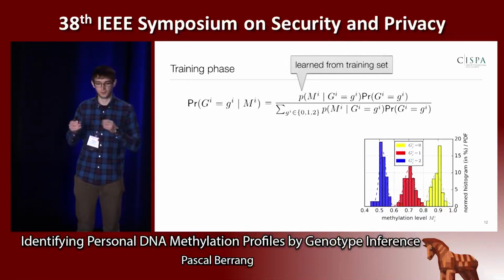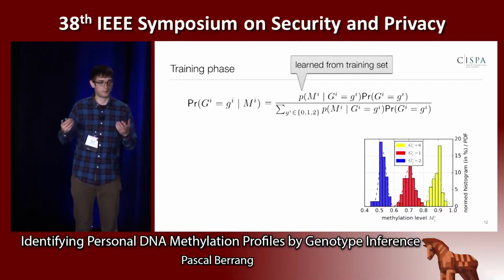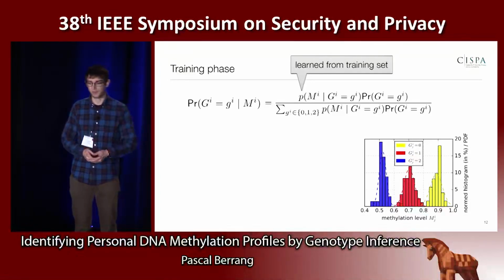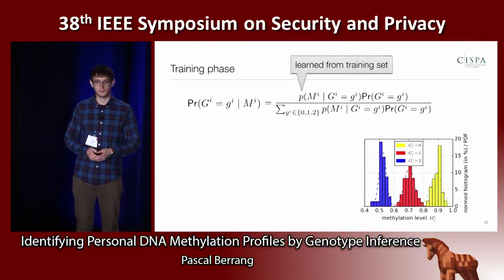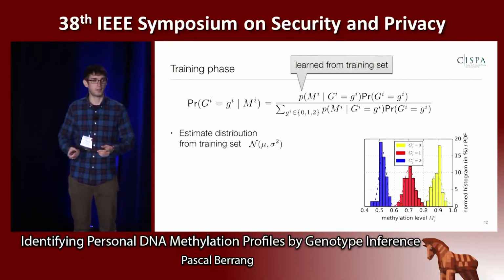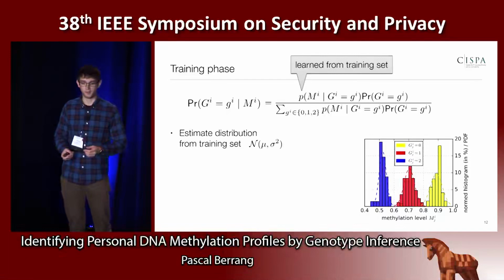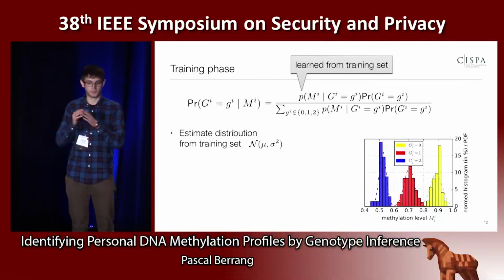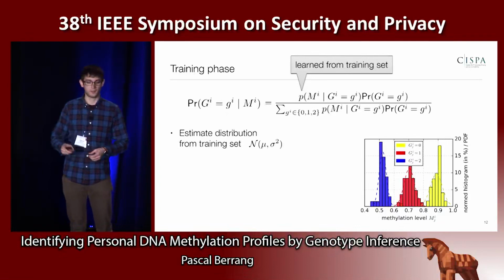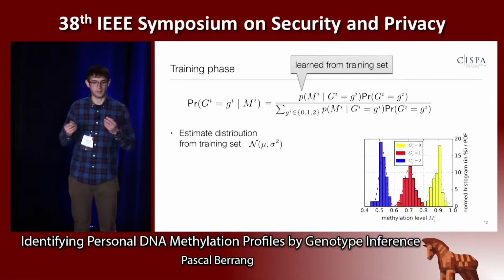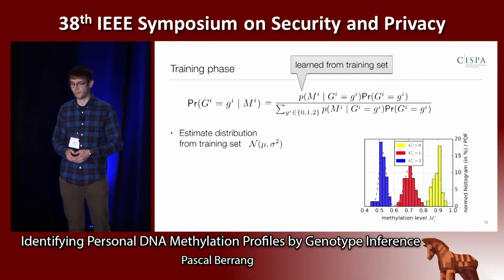This denotes the histograms for the methylation levels given a SNP value. And as you can see here, this distribution looks somewhat like a normal distribution, and that's also the assumption we make in our paper. And we learn these normal distributions from a training data set, and then we can use the probability on top of the slide to estimate the most probable genome given a methylation level.